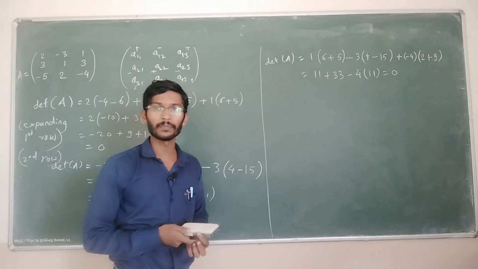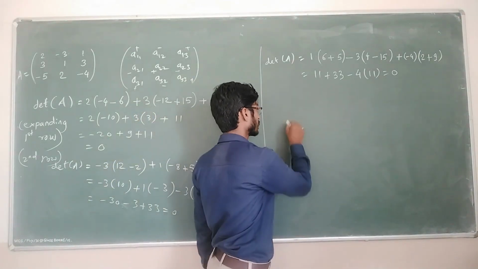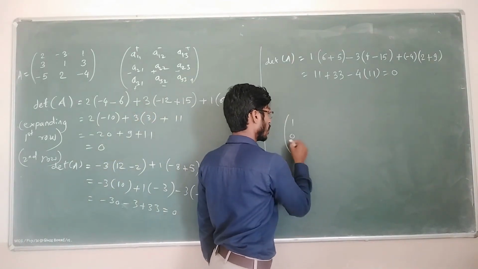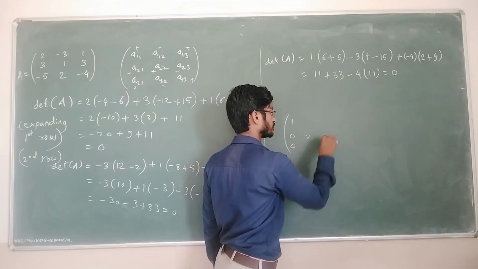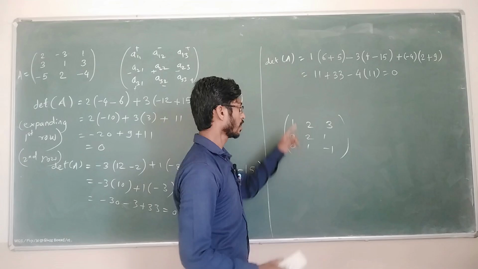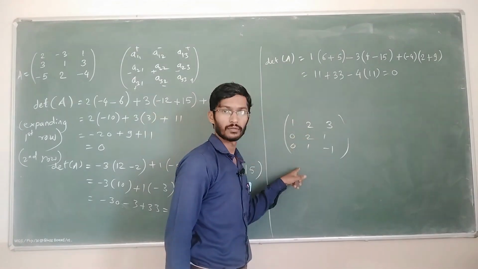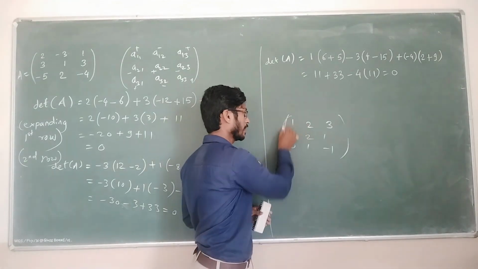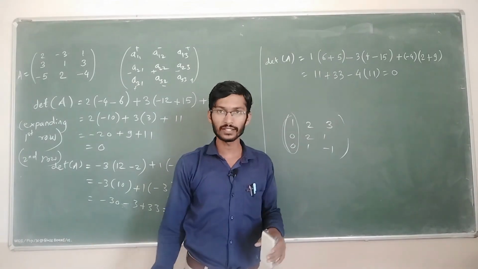So where does this help us? Suppose in some matrix we have more zeros in some particular row or particular column, then we can expand through this row or this column.